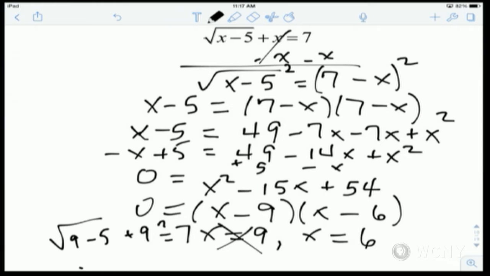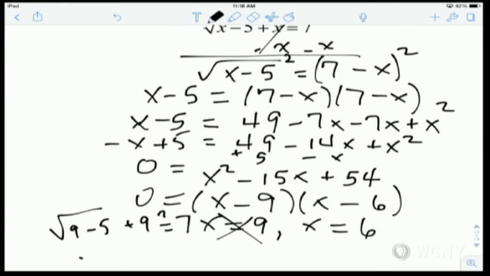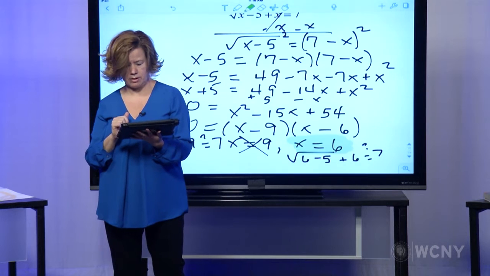When we substitute 6 back in, the square root of 6 minus 5 plus 6, does that equal 7? Well, 6 minus 5 is 1. The square root of 1 is 1. 1 plus 6 is 7. So x equals 6 works. We'll keep that answer. x equals 9 does not. Make sure you reject that.